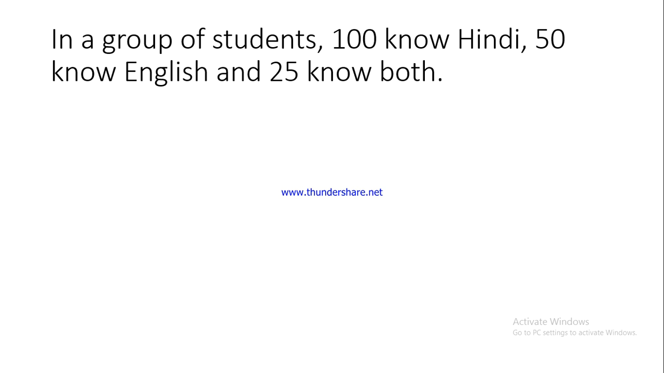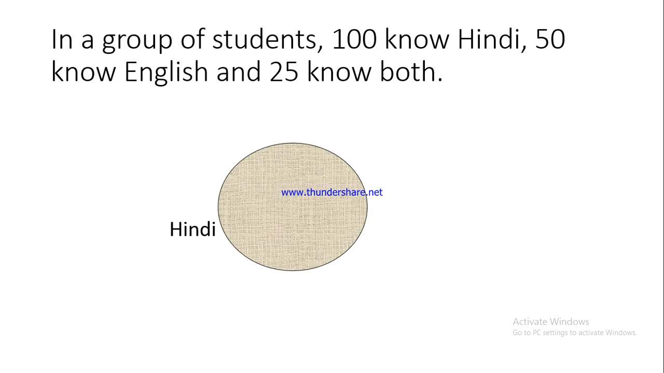Now you'll have to very carefully follow this particular lecture. Let us start putting these values in the Venn diagram. So let us suppose this first circle denotes Hindi, and this looks like slightly gray. So let me call it the gray color. So the circle with the gray color is basically denoting students who know Hindi.